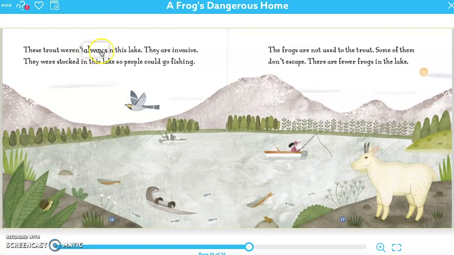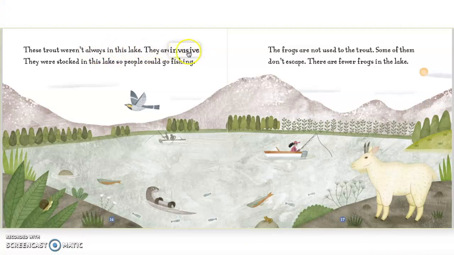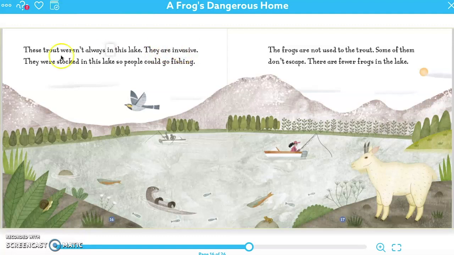These trout weren't always in this lake. They are invasive. There's one of our vocab words, invasive. Remember, invasive are animals or plants that this wasn't really their home, that are coming to invade, that were brought there to take over. They are invasive.